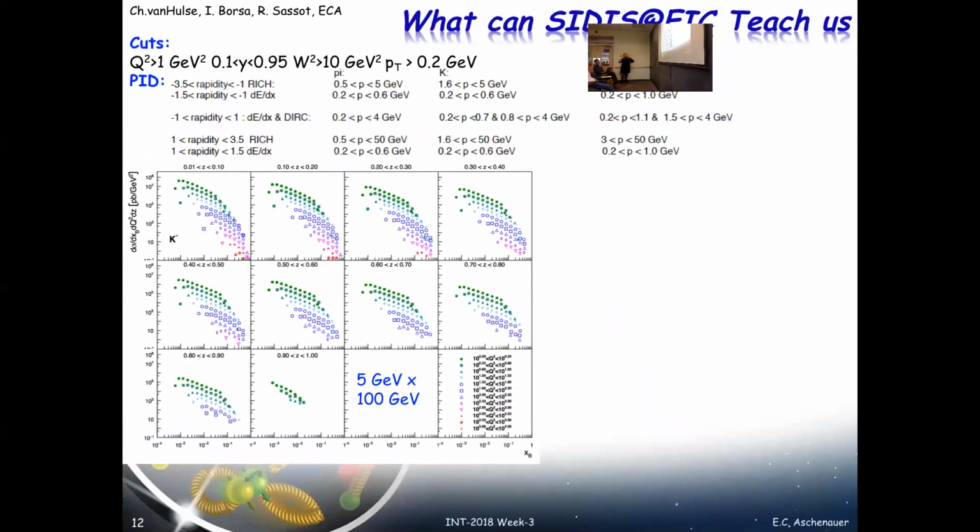Okay, then SIDIS. What can SIDIS actually teach us at an EIC? With Charlotte, Ignacio, Rodolfo, we have been starting to look into what SIDIS can tell us on PDFs and what SIDIS can tell us on fragmentation. And by doing so, we have also started to define the requirements you need for a PID detector.